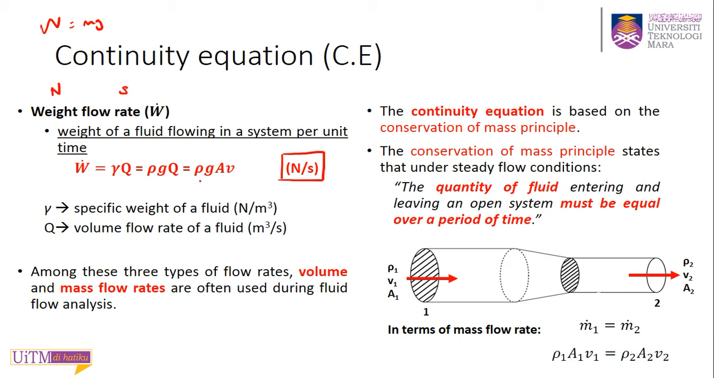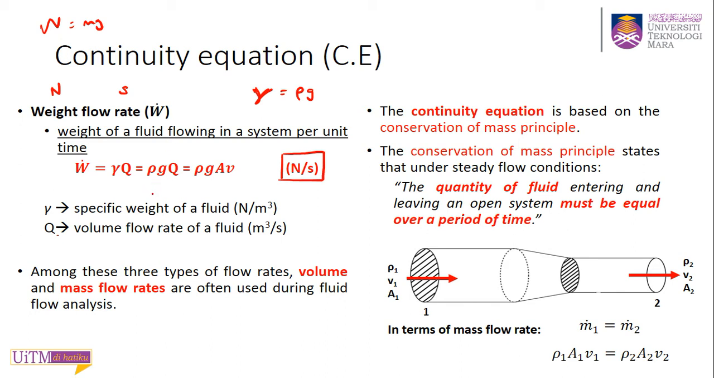And what is the difference between mass flow rate and weight flow rate? If you can see from the formula, the weight flow rate is equal to the specific weight of the fluid times Q, remember, the volume flow rate. And this specific weight can also be changed into rho g. Remember, specific weight is equal to rho g. You have learned this in chapter 1, I think. Okay, your specific weight is equal to rho g.